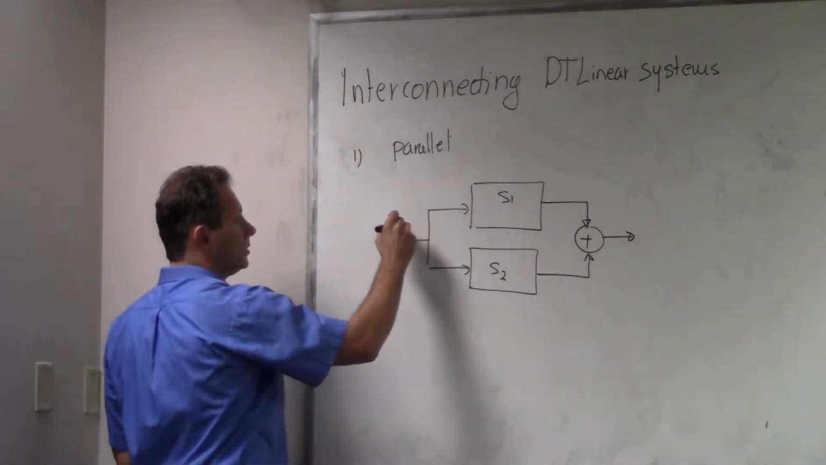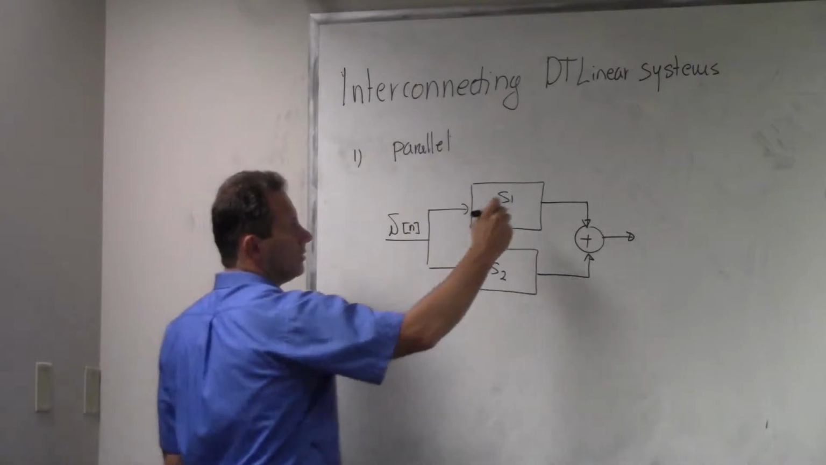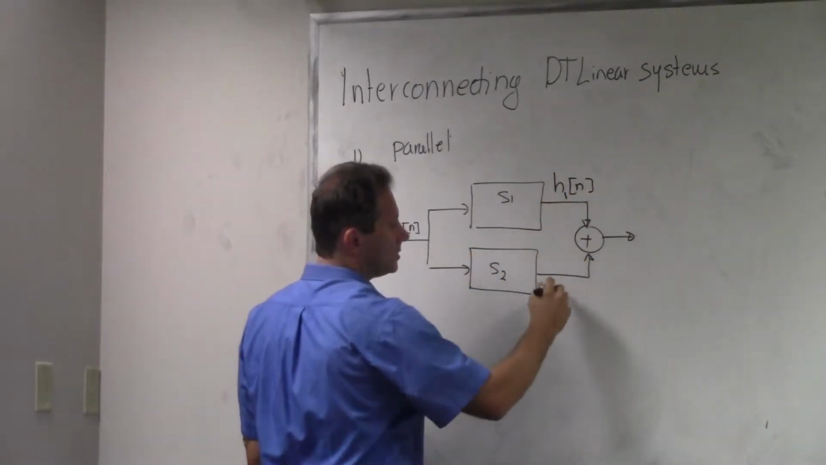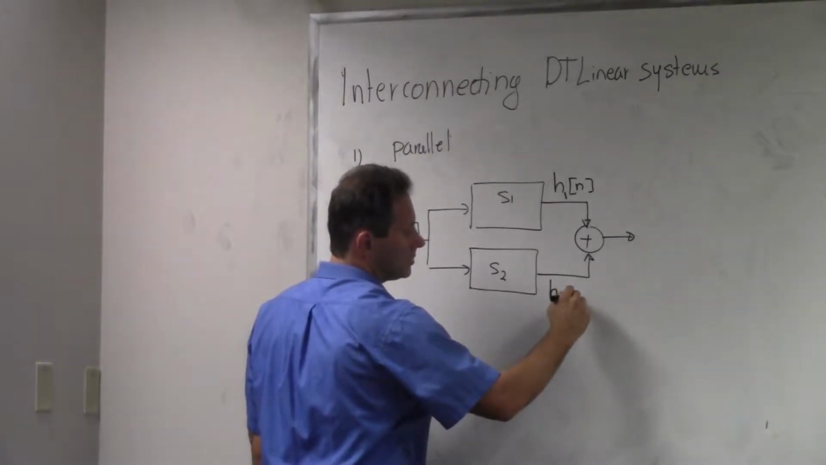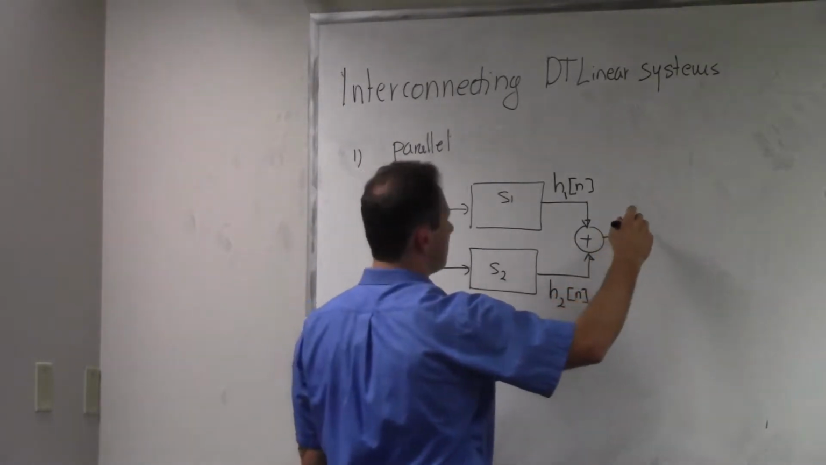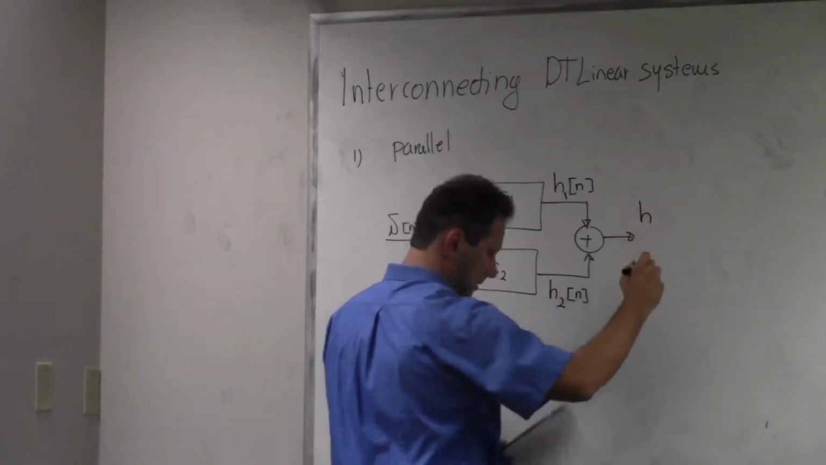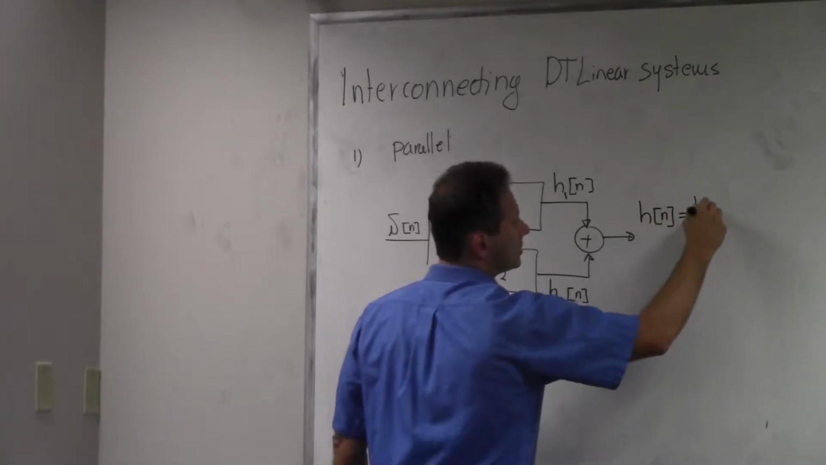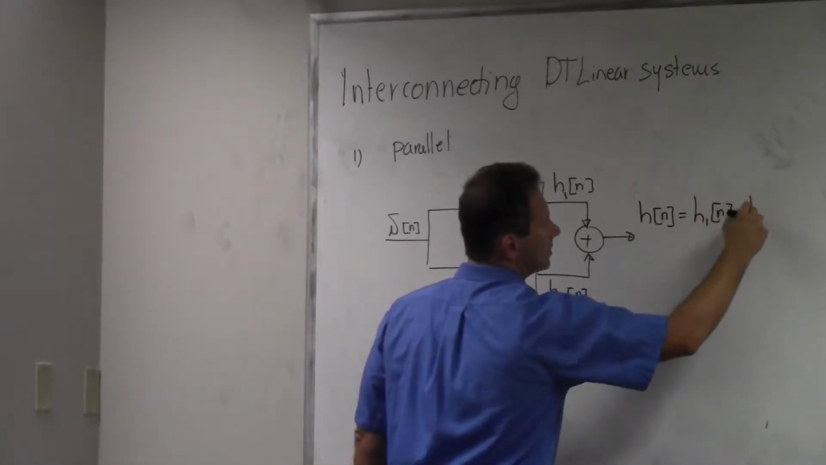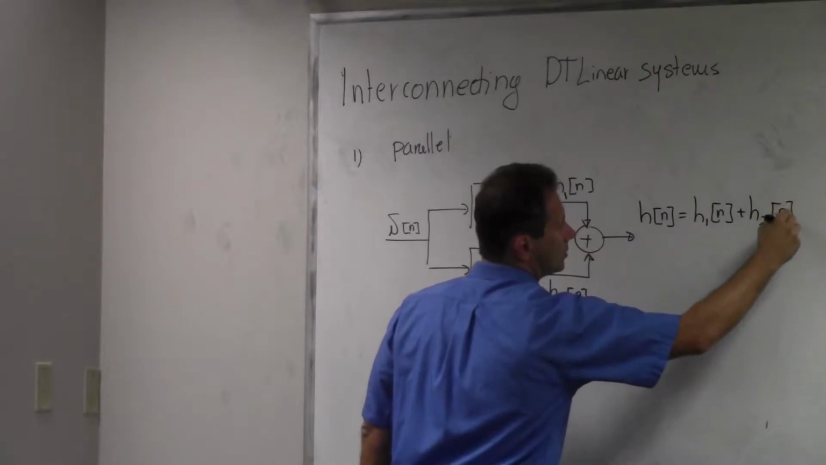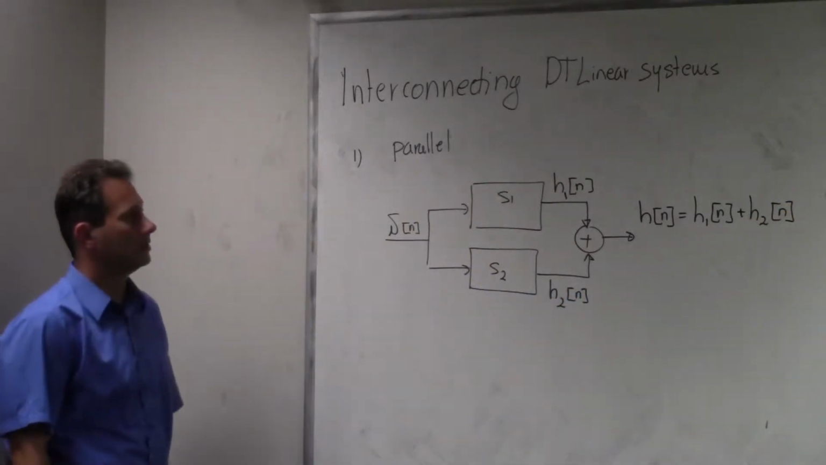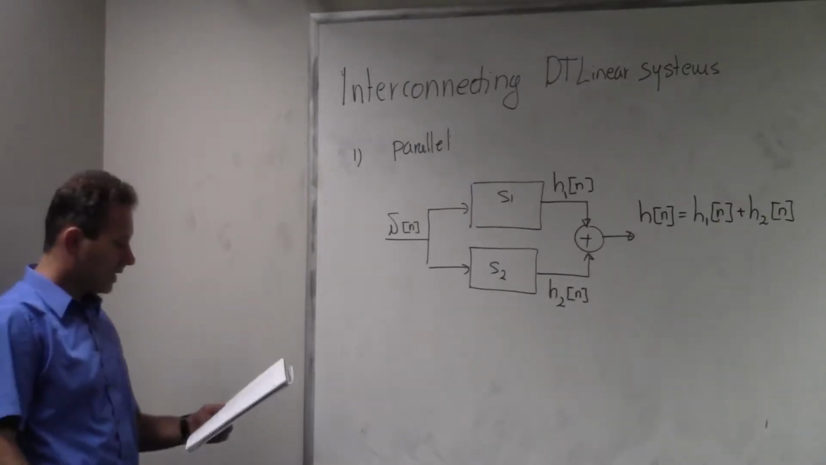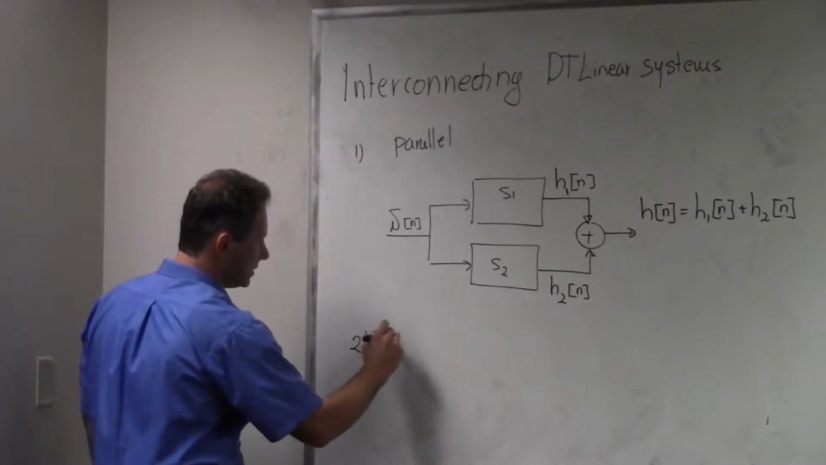But if I put delta of n here, then what comes out of this system is h1 of n. And what is the output of this one? h2 of n. So you can see this as an equivalent system that has an impulse response which is the sum of the impulse responses of those two systems. Straightforward superposition applied.